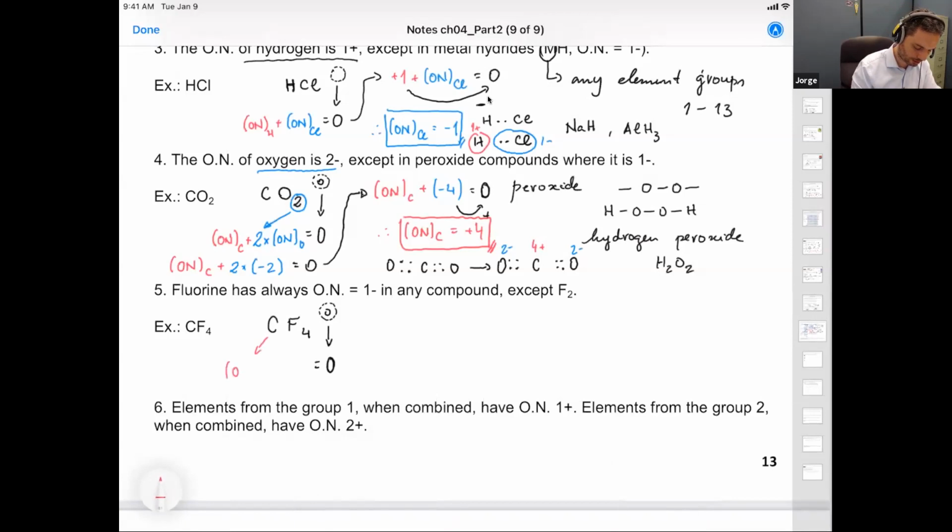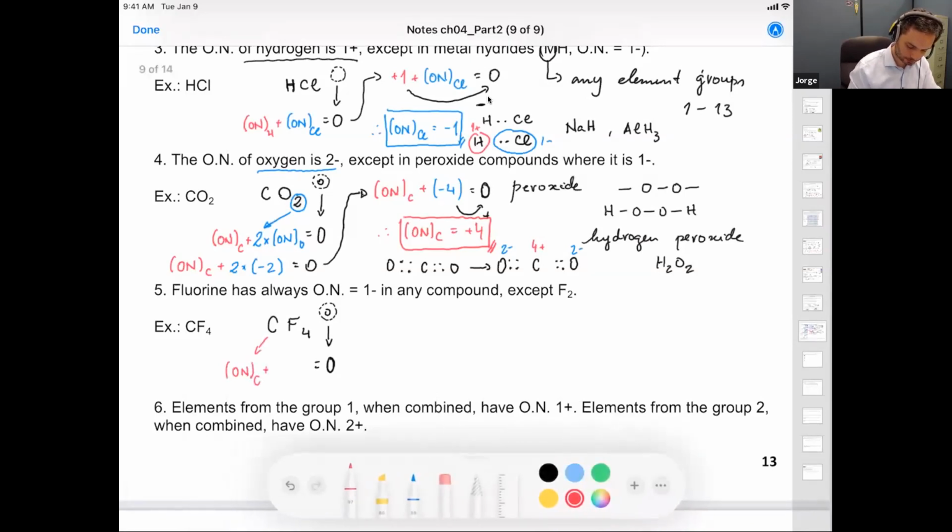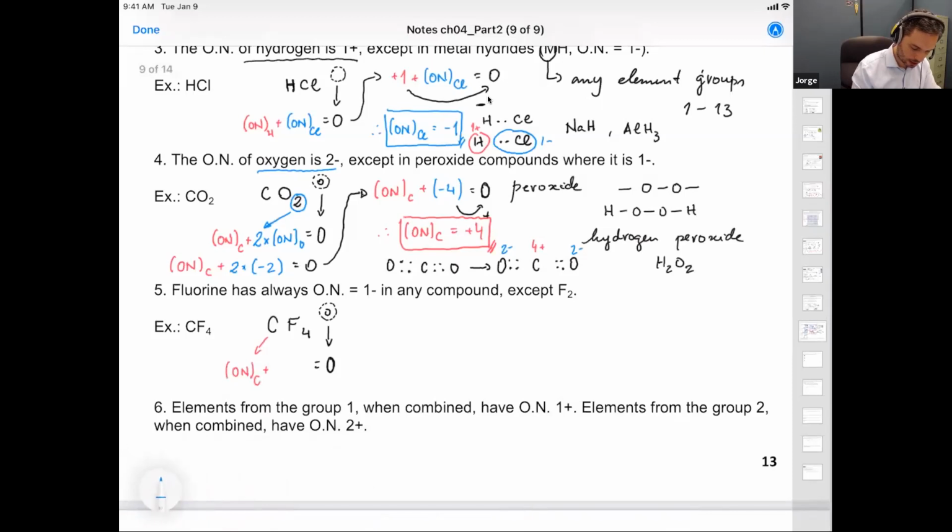So I'm going to write here oxidation number for the carbon plus 4 times the oxidation number of the fluorine has to be 0. Again, where did I get the 4? Because we have 4 atoms of fluorine, we have to multiply the oxidation number by 4. Okay.